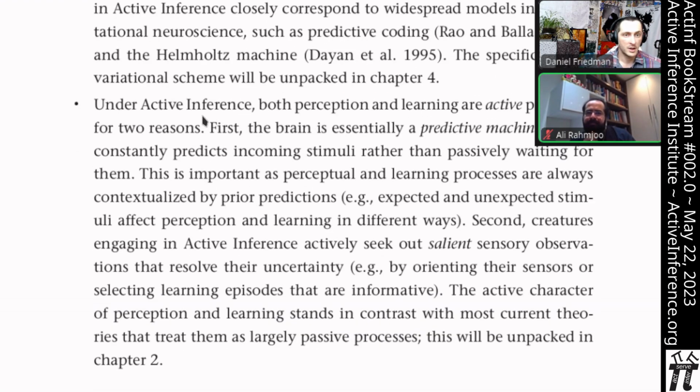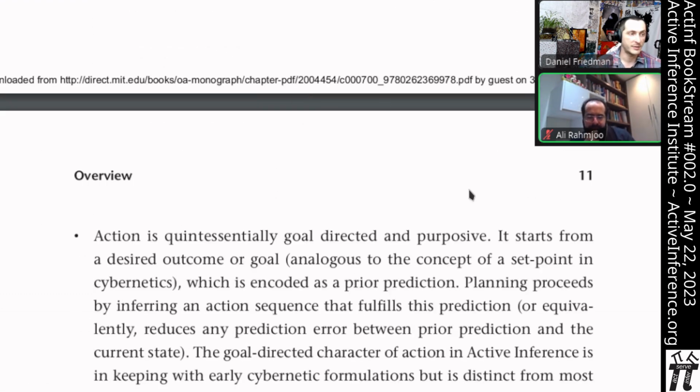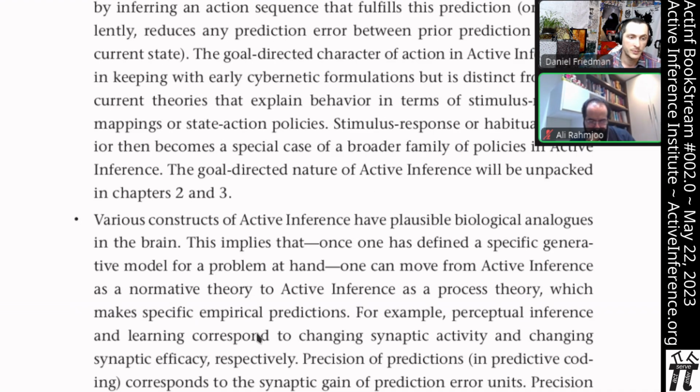There are some more themes that arise from the first half of the book. Now we're on page 11. Action is quintessentially goal-directed and purposive. We talk a lot about how preference plays a role in shaping action selection in active inference, and the goal-directed nature of active inference will be unpacked in chapters 2 and 3.